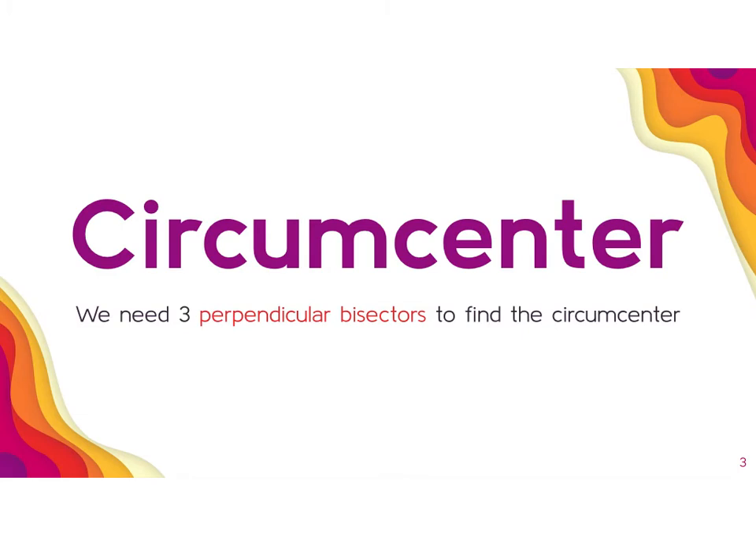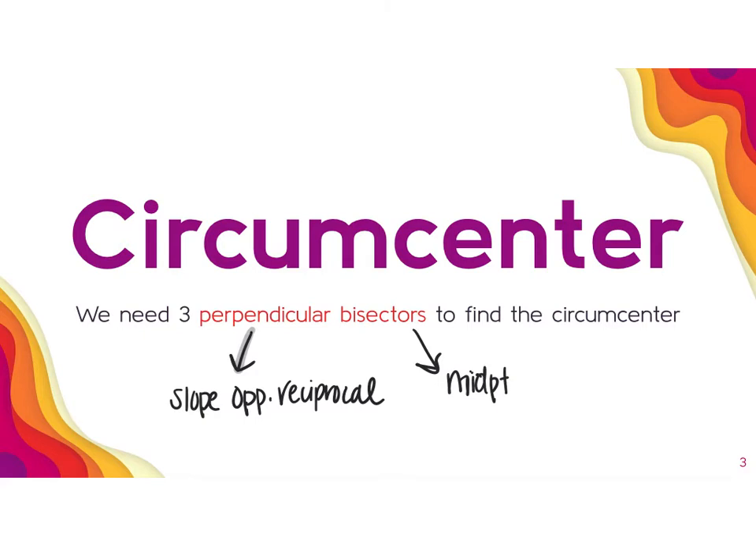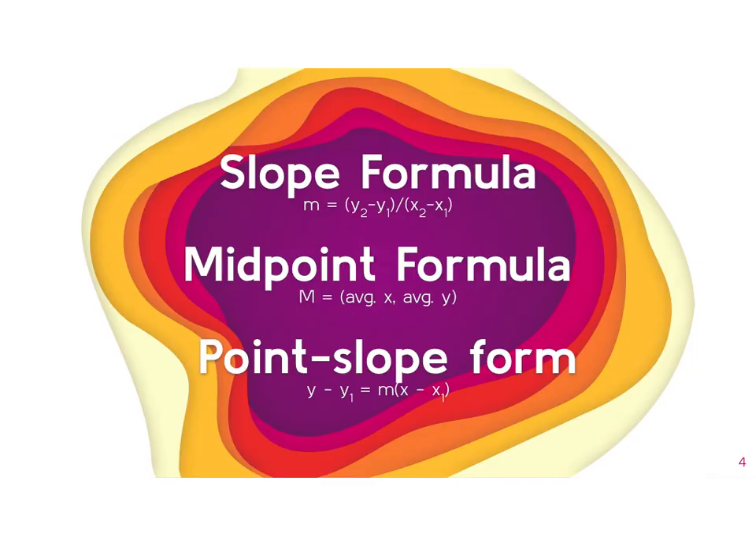Let's recall that circumcenters are created from three perpendicular bisectors. The perpendicular part tells me that I need a slope that's an opposite reciprocal. The bisector part tells me that I need to find the midpoint between two vertices. Once I have the midpoint and know that the slope is the opposite reciprocal, then we are good to go. Today we are going to need to recall these three formulas.